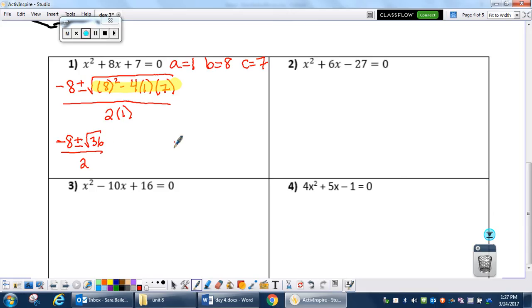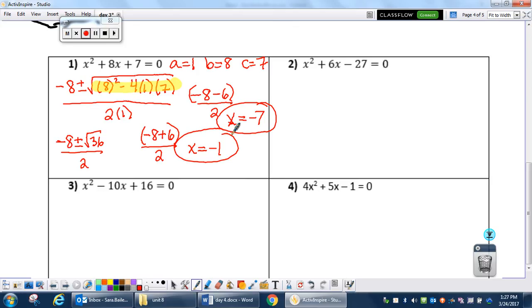over 2. So now if you're going to plug this into your calculator, you can do in parentheses negative 8 plus 6 over 2, and that will be giving you negative 1. And then I would also do negative 8 minus 6 over 2, making sure you put the top half in parentheses, and that should give you negative 7. So then your answers are x equals negative 1 and x equals negative 7.